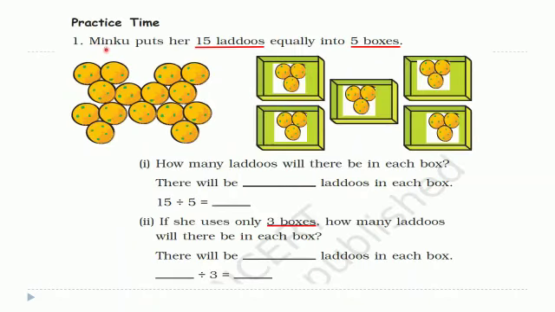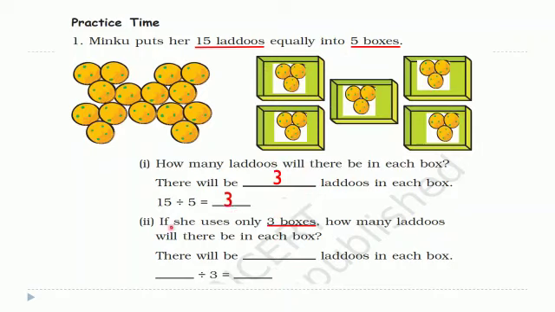Now here they have given Minku puts her 15 laddus equally into 5 boxes. There are total 15 laddus and 5 boxes are given. And Minku has to arrange the laddus equally. Now how many laddus will there be in each box? So what we have to do? We have to do 15 divided by 5. See, he has arranged, and how many laddus did he get in each box? We can see he got 3 laddus in each box. Means actually we do 15 divided by 5. So that is equal to 3.